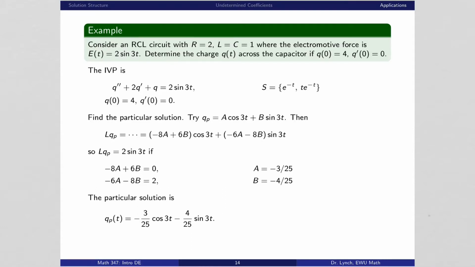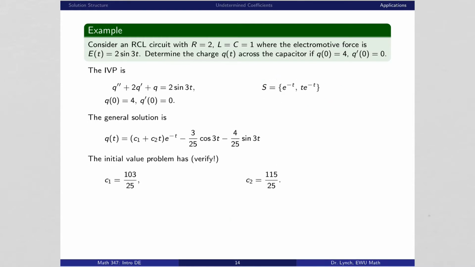With that particular solution in hand, as well as a fundamental set of solutions to the corresponding homogeneous equation, we can go ahead and construct the general solution to this non-homogeneous equation. So that general solution, again, is C1 e to the minus t plus C2 t e to the minus t, which I've written here in factored form, plus a particular solution, negative 3/25 cosine of 3t minus 4/25 sine of 3t.